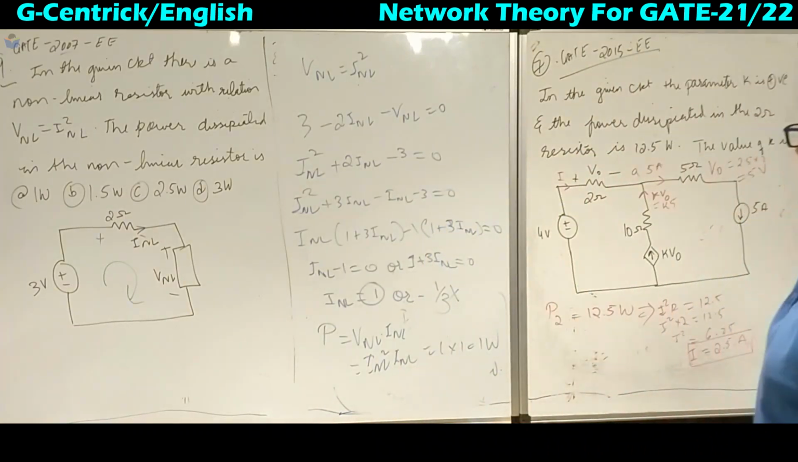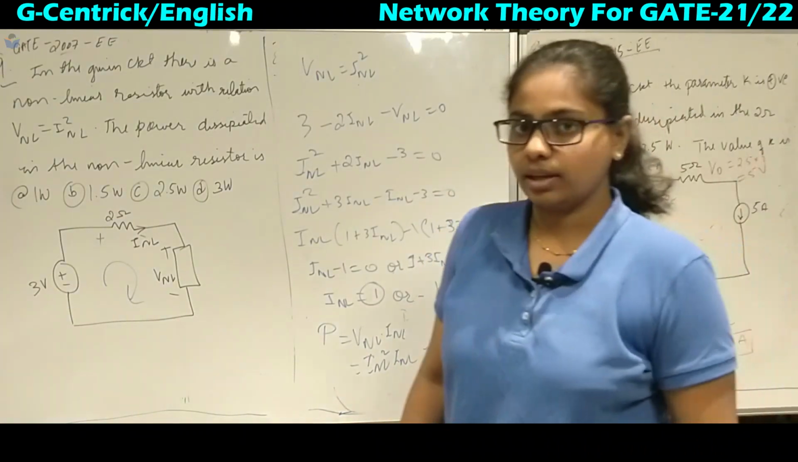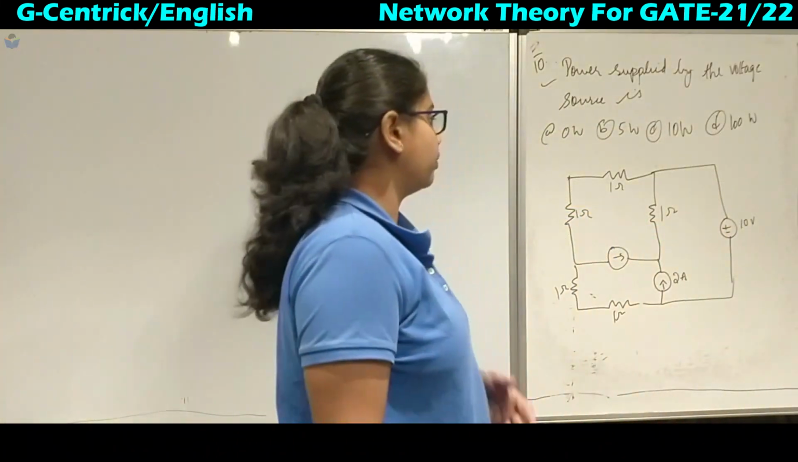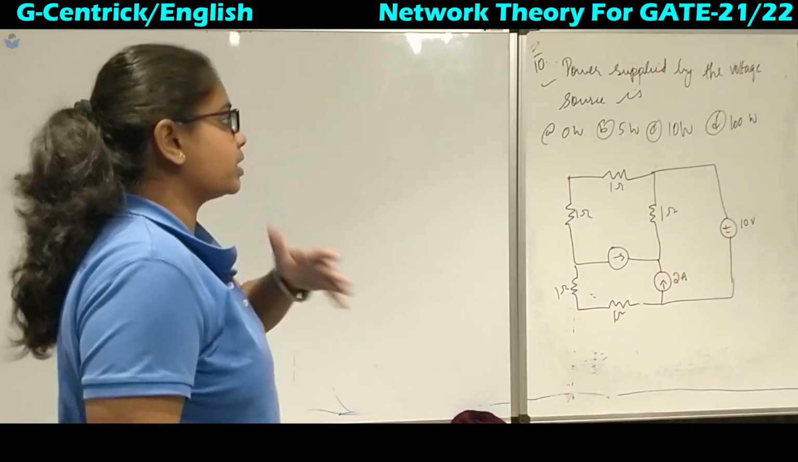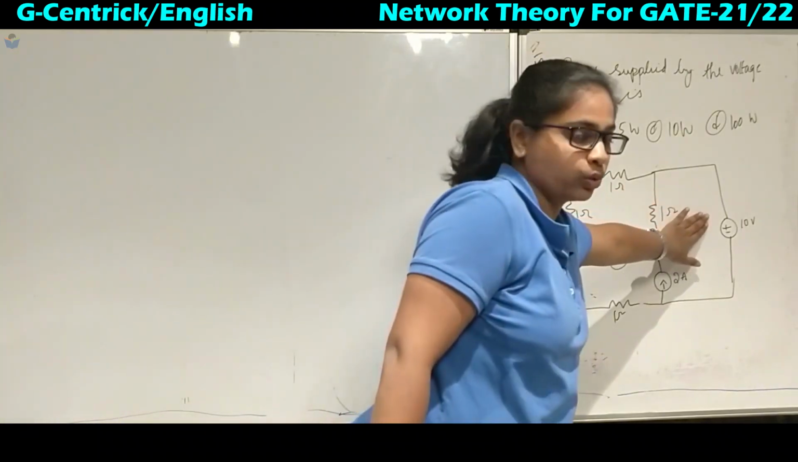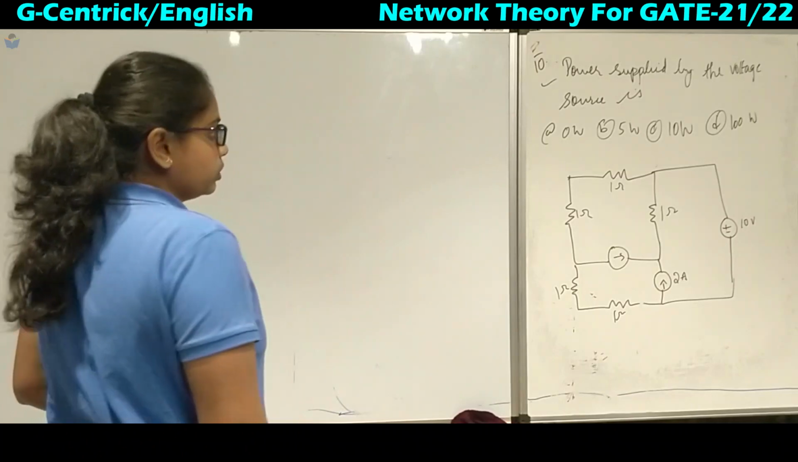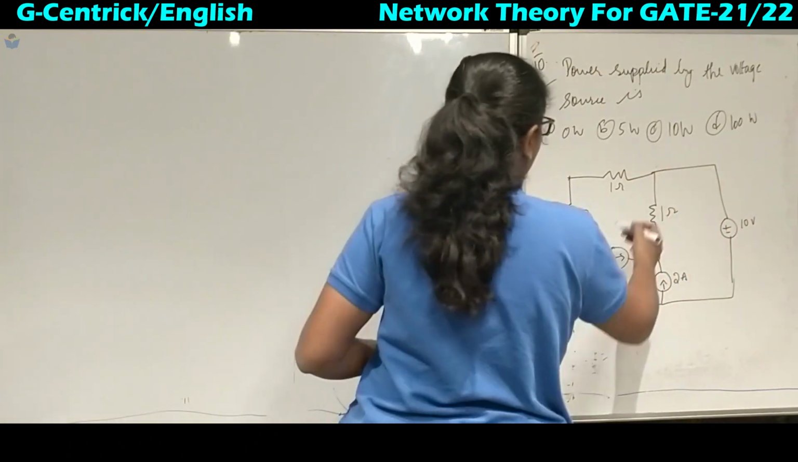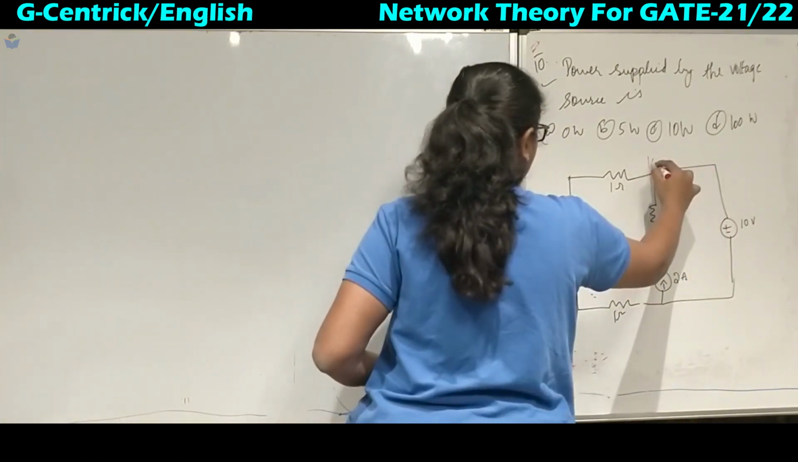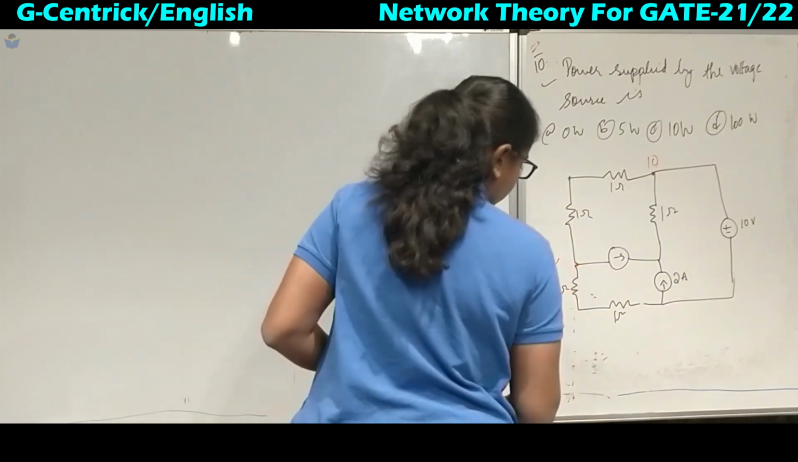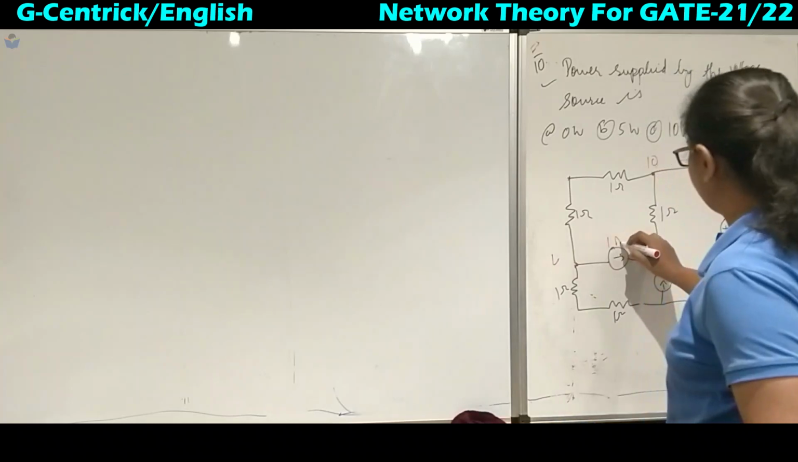Now we will move on to the 10th question and see how that can be solved. Coming to this 10th question, we have to find the power supplied by the voltage source. So this we have to find. Now this is the same potential, so the node voltage here will be 10. Here we will find the V. So this is 1 ampere.